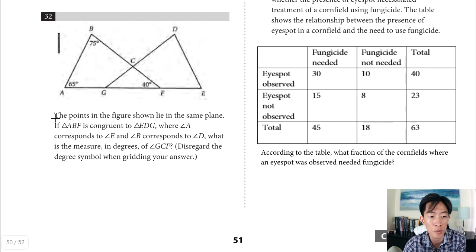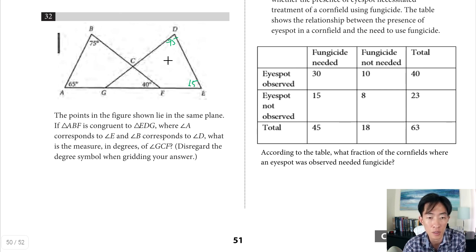Question 32, the points in the figure lie on the same plane. ABF is congruent to EDG, that's the 2 triangles we're looking at. A corresponds to E, so that means E is going to be 65 degrees, and B corresponds to D, so that means D is going to be 75 degrees. What is the measure in degrees of GCF?